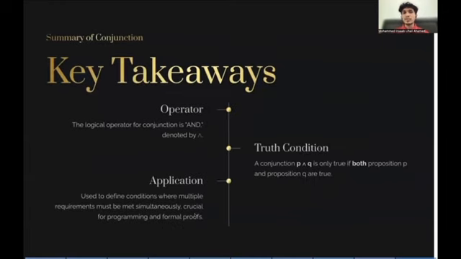Okay, the summary of conjunction, key takeaways. Operator: the logical operator for conjunction is AND. This is the symbol of AND. Truth condition: the conjunction P and Q is only true if both proposition P and proposition Q are true. Application: used to define conditions where multiple requirements must be met simultaneously, crucial for programming and formal proof. Thank you for listening.